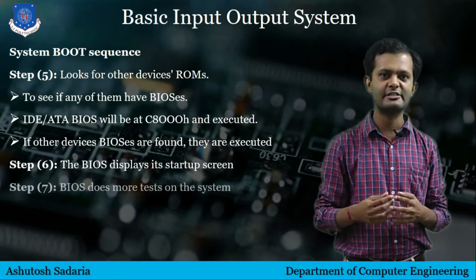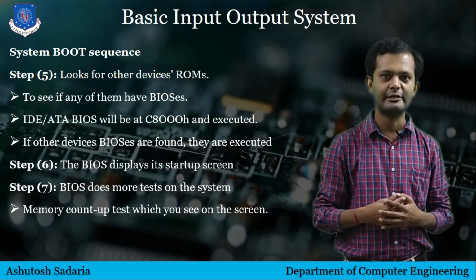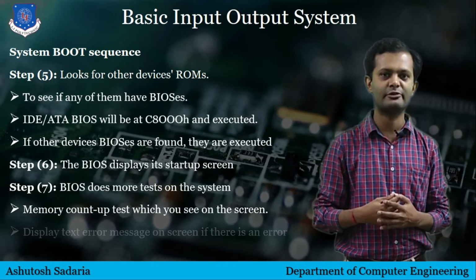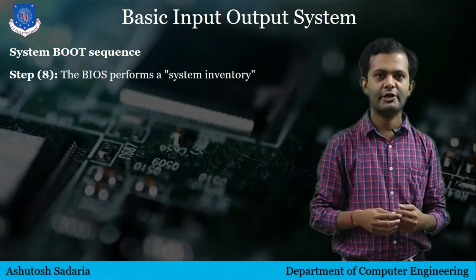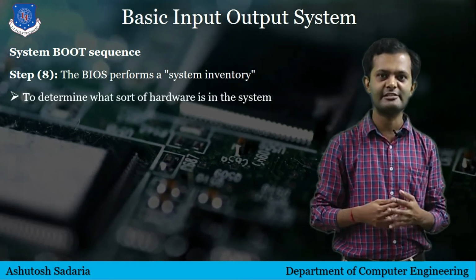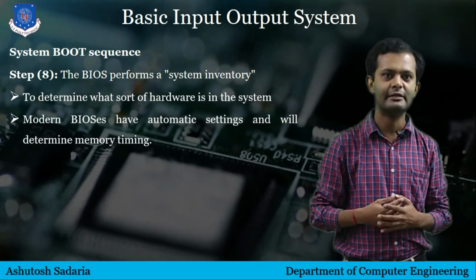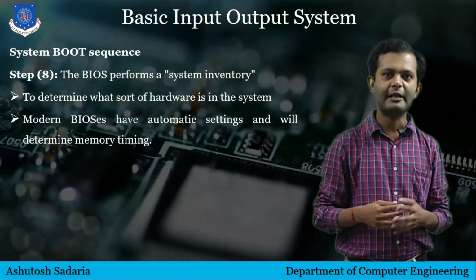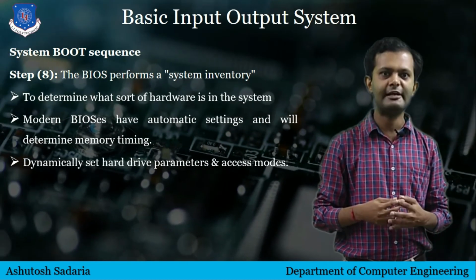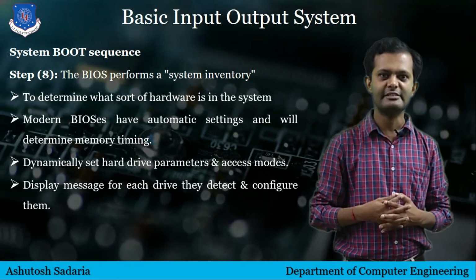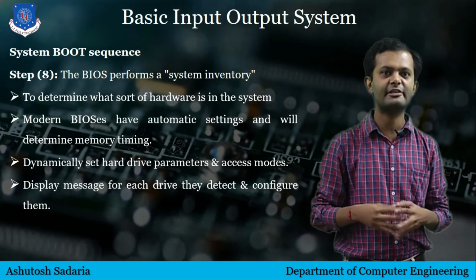And in the next step, BIOS does more tests on the system, including the memory count up test, which you can see on your screen. BIOS will generally display a text error message on screen if it encounters an error. Then the BIOS performs a system inventory of sorts, doing more tests to determine what sort of hardware is in the system. Modern BIOSes have many automatic settings and will determine memory timing based on what kind of memory it finds. Many BIOSes can also dynamically set hard drive parameters and access modes and will determine this at roughly this time. Some will display a message on screen for each device they detect and configure this way.